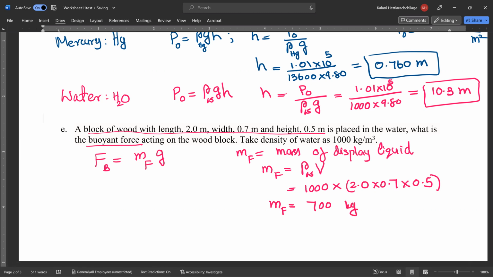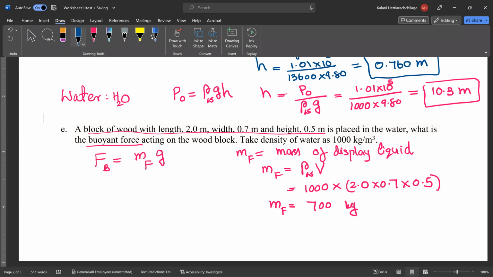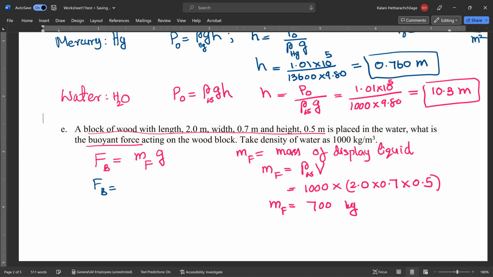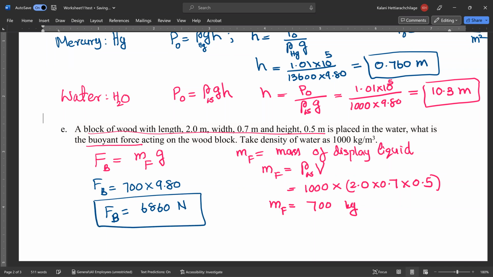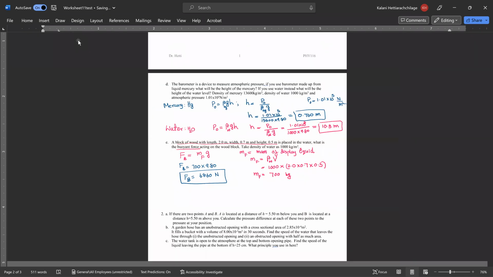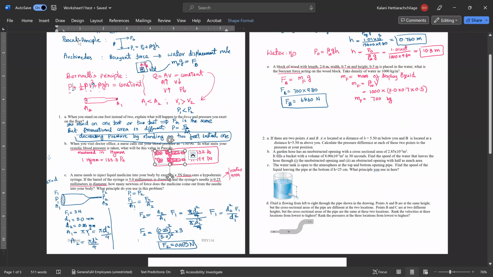And then I will be able to calculate the buoyant force. So the buoyant force is equal to 700 kilograms times 9.80. That will give you newtons. Buoyant force is equal to 6860 newtons. Okay, so that will be question number 1 on your worksheet, right? So now we're going to move into question number 2.